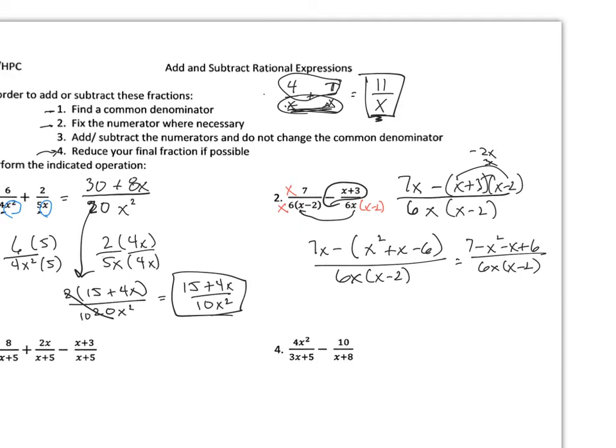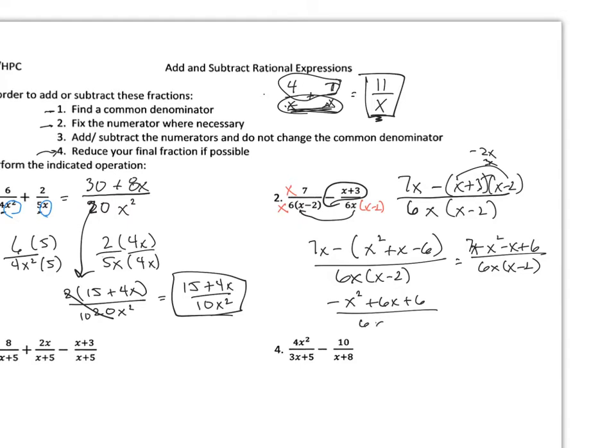Combine like terms. Negative x squared minus x. That's a 7x. I lost my x somewhere, sorry. So let's fix this. So x squared plus 6x, that's much better, plus 6.